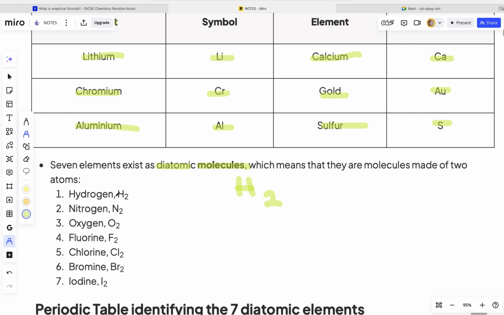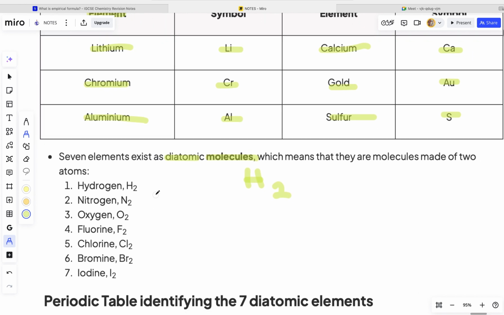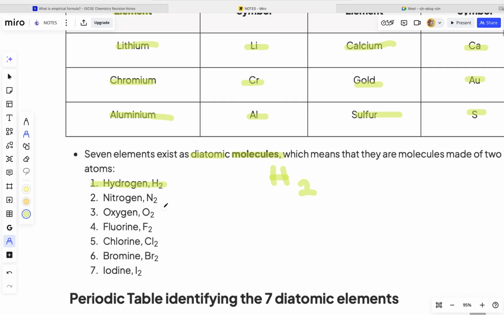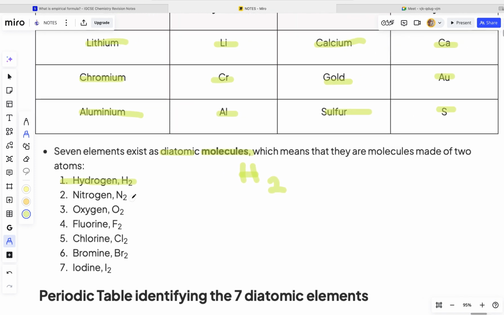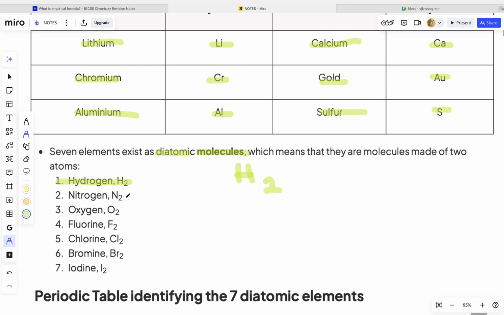The first one is hydrogen, which is actually in period 1 of the periodic table, but not in group 1. Then we have nitrogen and oxygen. Besides hydrogen, nitrogen, and oxygen, the rest of them are in group 7, the halogen group. So hydrogen, nitrogen, oxygen are the only ones. The remaining 4 are in the halogen family, group 7.